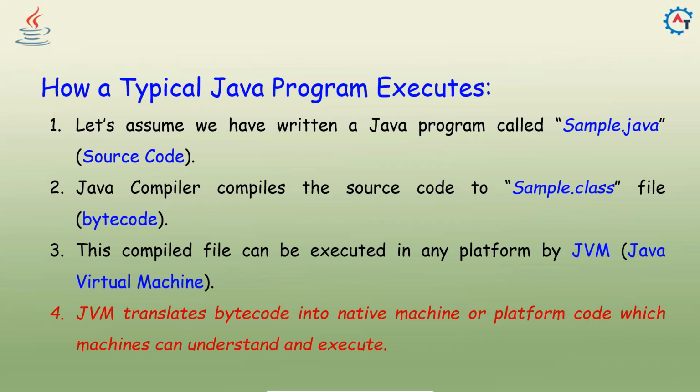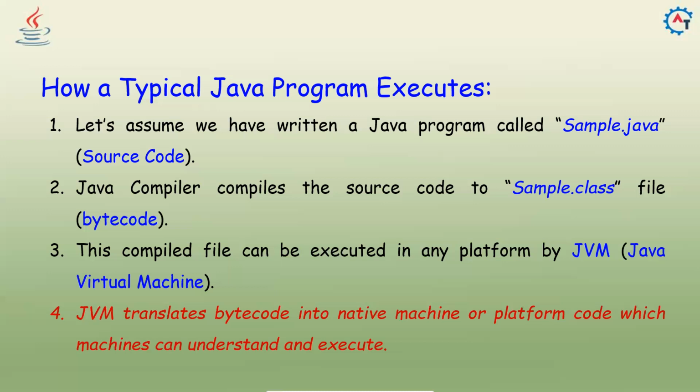The Java compiler compiles the source code to a sample.class file. When you compile sample.java, it generates bytecode, and the bytecode sits in a separate file with the same name and the .class extension. That is called bytecode. So sample.java will generate sample.class once you compile the code.